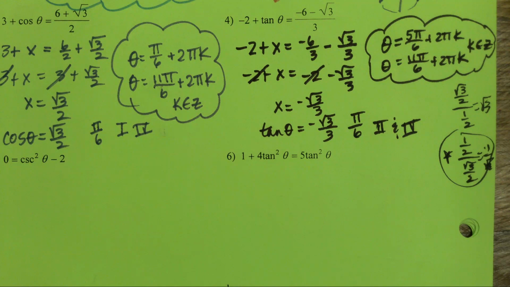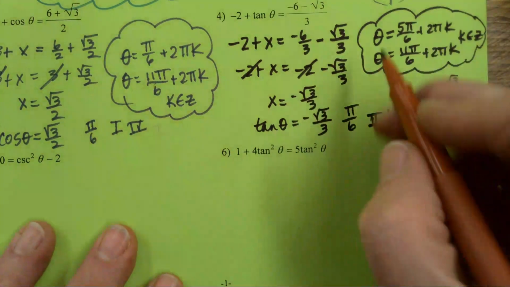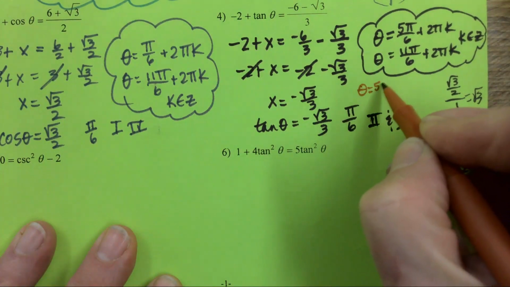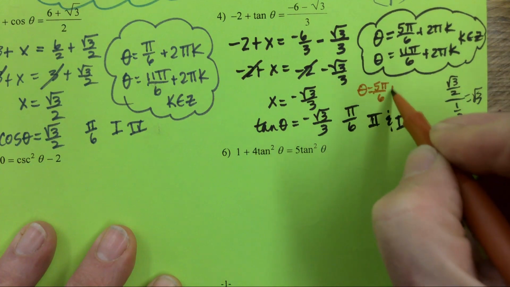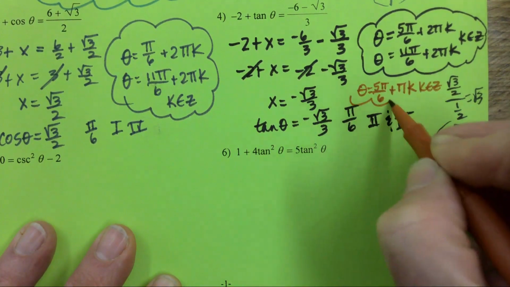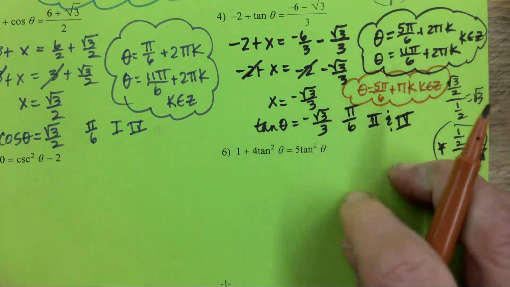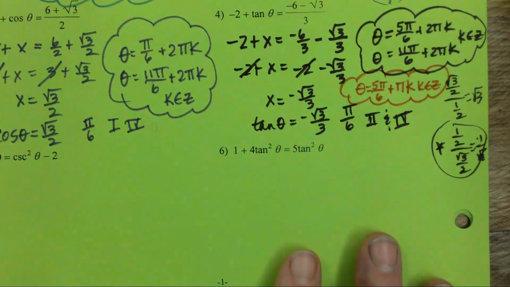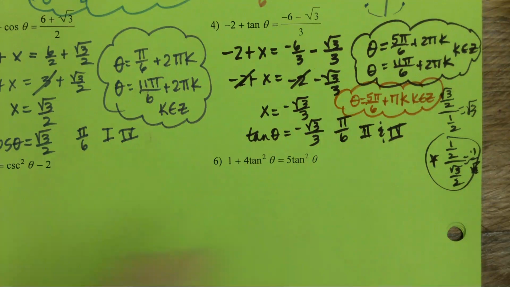Or theta is 5 pi over 6, plus pi k. K is an element of the integers. So when you solve for tangent, you can always automatically cut your answer in half by using pi. Cotangent would be in the same boat. There are occasions with sine and cosine too, if you land on the axis, like when cosine is 0, then that's when those are pi apart. When sine is 0, that's when those are pi apart.